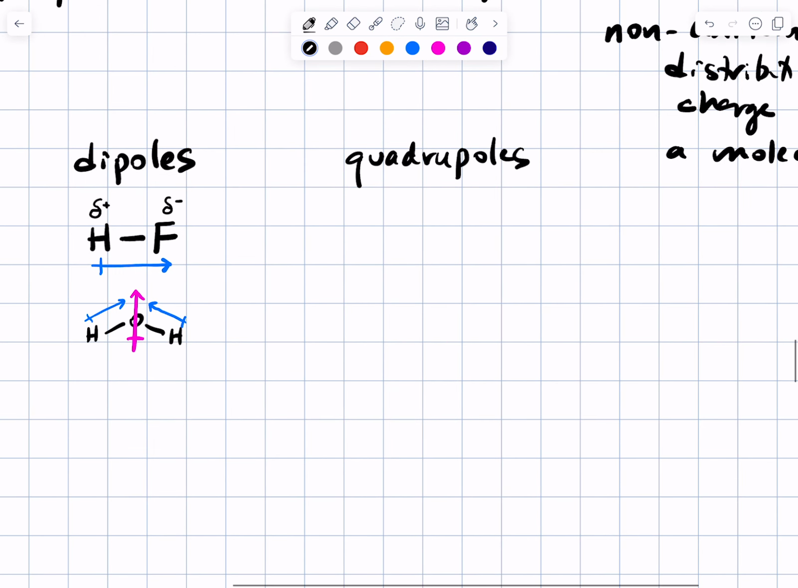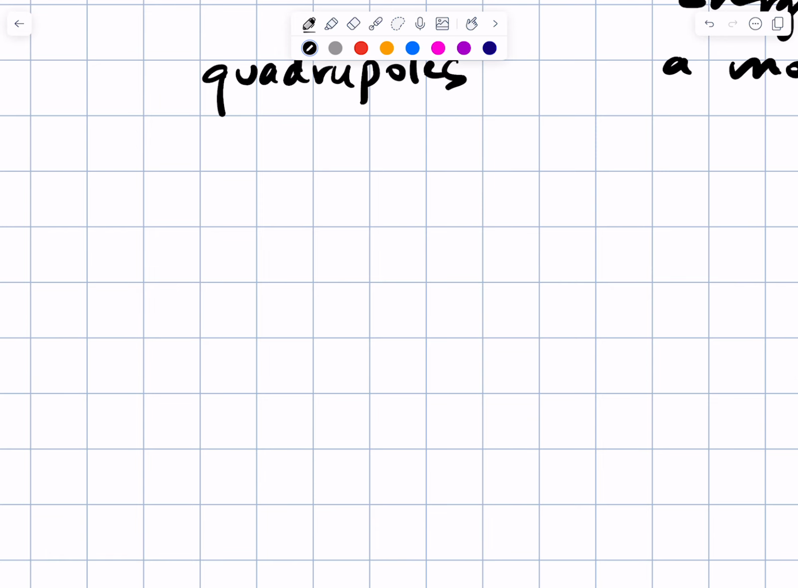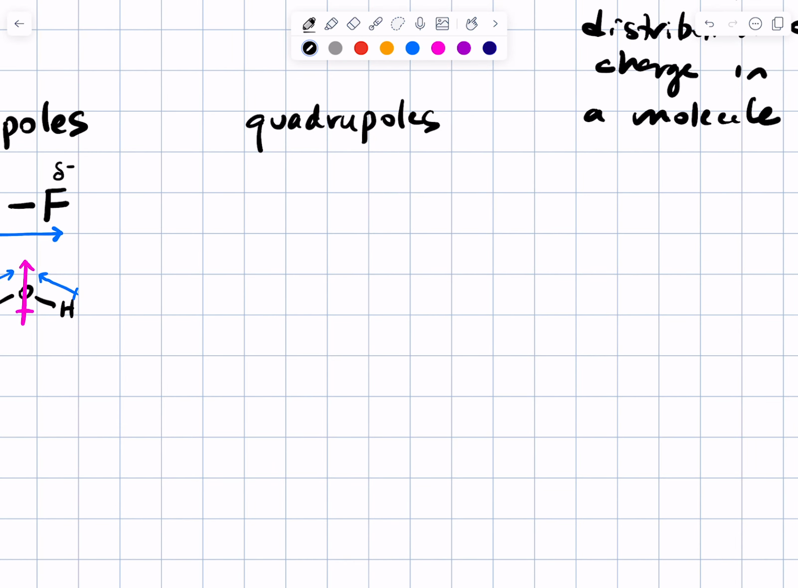A quadrupole is a molecule that doesn't have a dipole, but nevertheless, there's not a uniform distribution of charge in the molecule. This tends to happen when dipoles cancel out, and yet everything isn't the same. So let's look at a classic example of this in organic chemistry. I am drawing for you the molecule benzene.